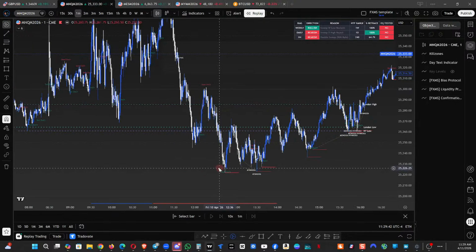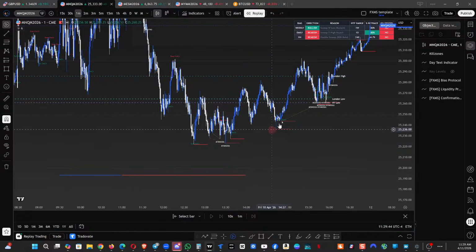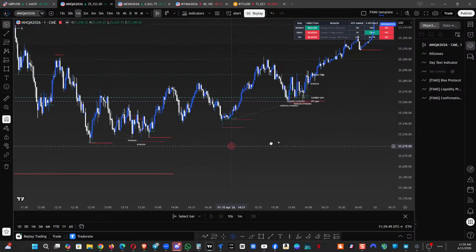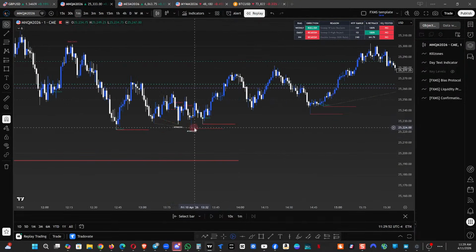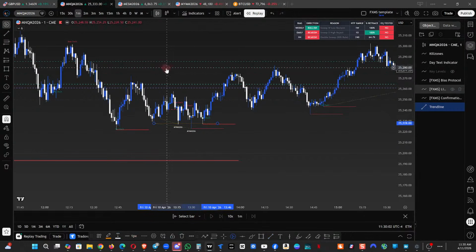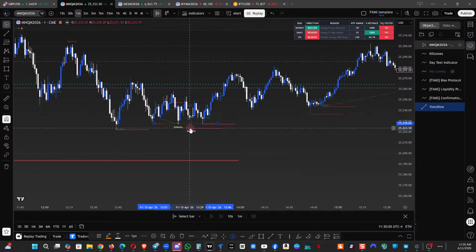Okay, so what the divergence lets you do is, for example here, you can see we had a sweep, right? The sweep is because this wick came down lower than this low. So on this NQ chart, we have a lower low. But on YM, that's where the divergence happens, because the indicator will tell you which pair you have the divergence with. So this low is actually higher on YM.